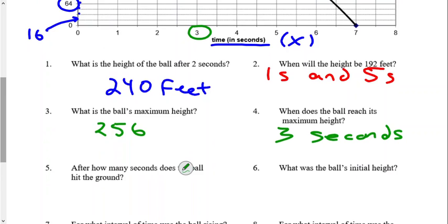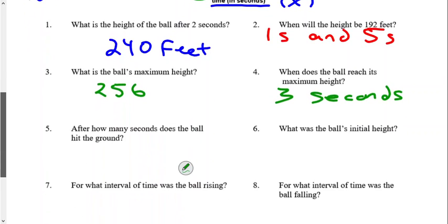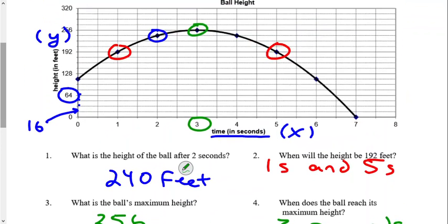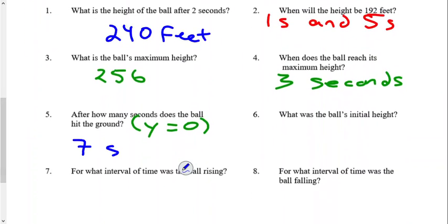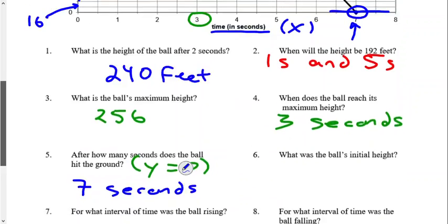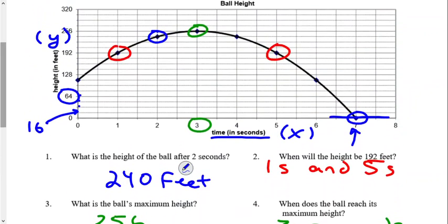After how many seconds does the ball hit the ground? All right, hitting the ground means y, or the height, equals 0. So you're looking at the seconds when y is 0. So that's over here. Ball hits the ground right here. That's at 7 seconds. What was the ball's initial height? Where did it start? Where did we throw the ball from? At what height was it thrown from?